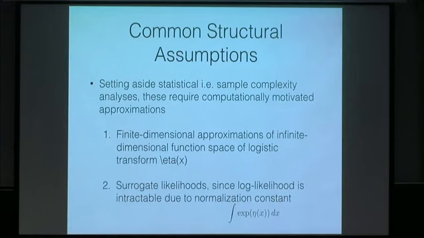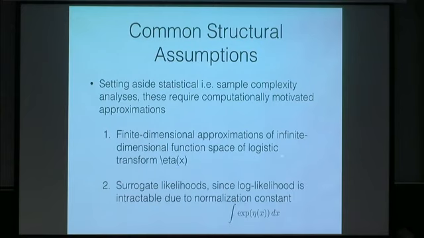And so I mentioned finite dimensional approximations to the infinite dimensional function space, but there is one additional issue, which is that the goodness of fit measure of this eta x to the data typically involves the likelihood, and this likelihood involves a normalization term.